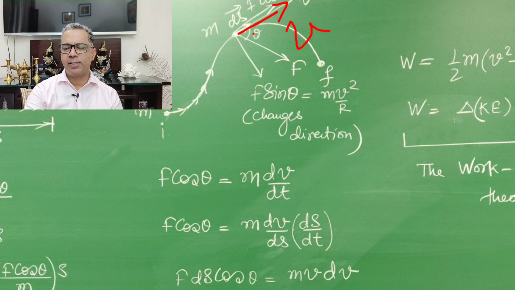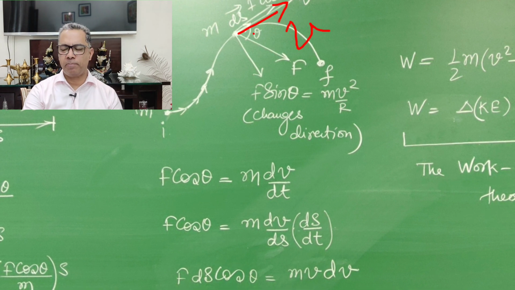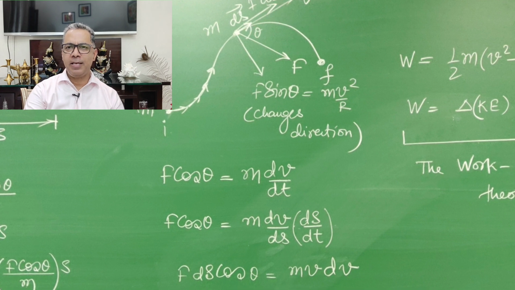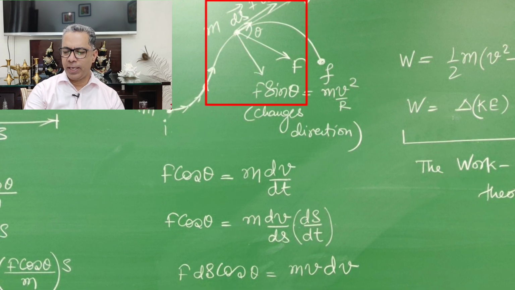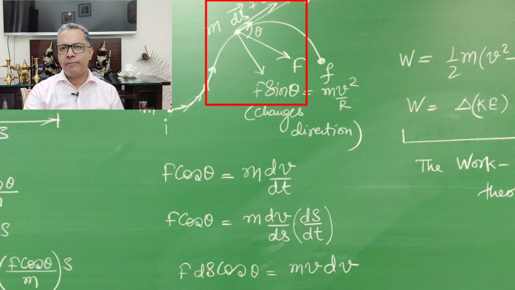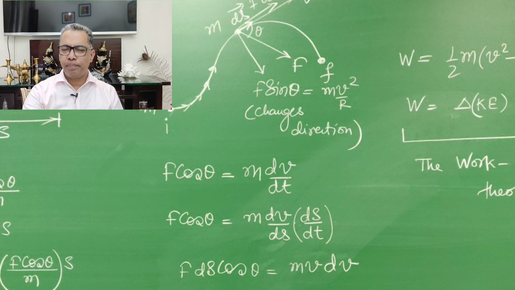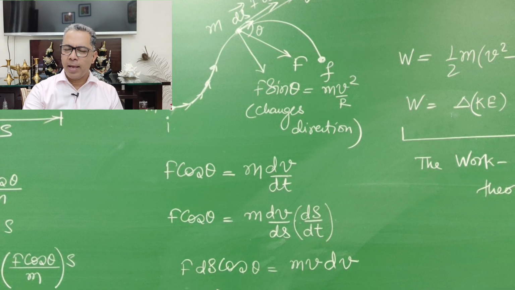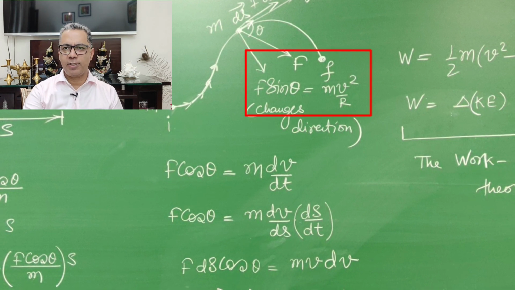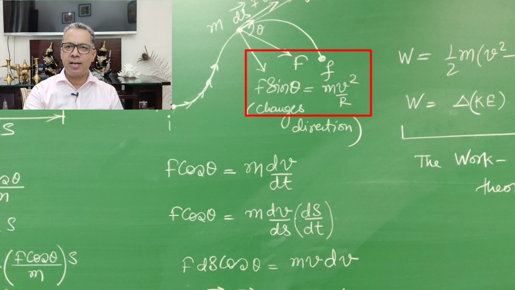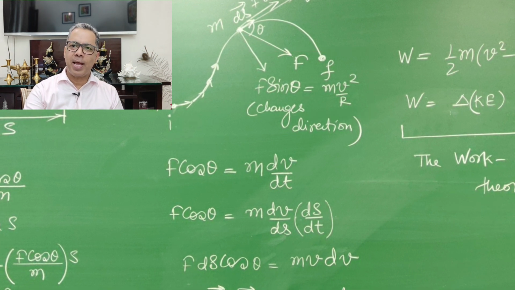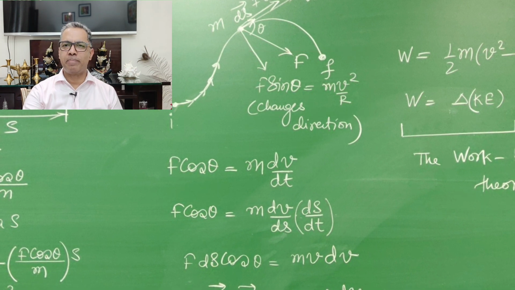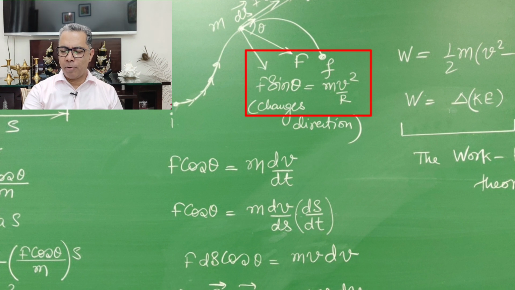Now this ds, of course, is in the same direction as the velocity of the object, and we have a force F acting on it at an angle theta with ds as well as v. Now this force will have two components. One component is perpendicular to the direction of motion, that's F sine theta, and this only changes direction of motion. That means it's the centripetal force, and it's equal to mv square by r, where r is the radius of curvature of the path at this particular point.